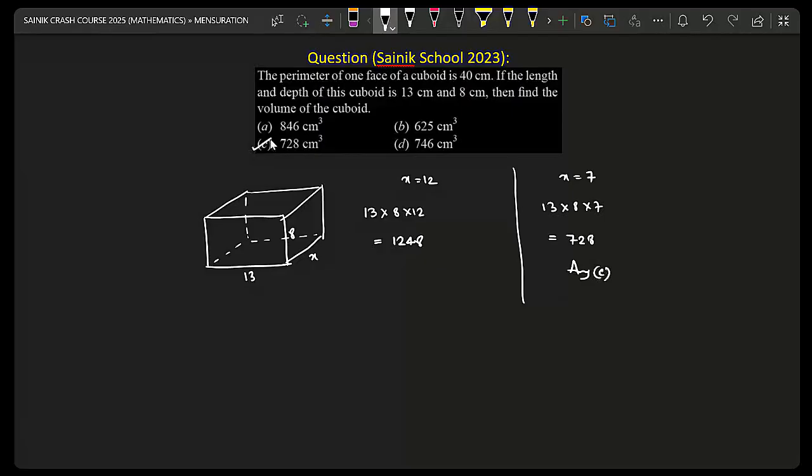Okay, answer C. But suppose in place of option B I give something like 1248 centimeter cube, and in option D I say either B or C, then which one will you choose? Sir, option D, B or C. Why? Because both are possible, right? Yes, sir, because 1248 is not found in any option, then we can go for 728.